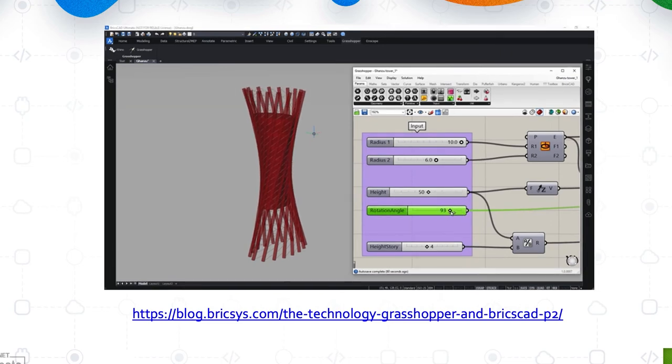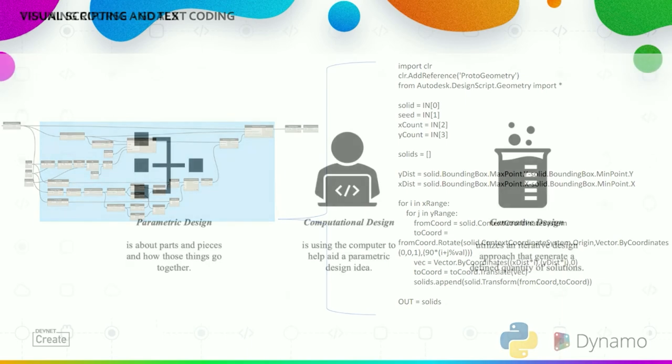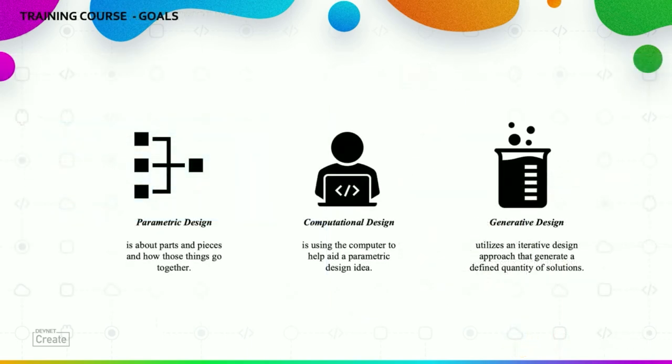And eventually, we can get into text coding as well with the workflow. Like in this example, it's visual code that is derivative of Python code. And of course, we have to train everybody in this effort. So we have to figure out how to do parametric design training, computational design training, generative design training. So that's a little more down the road. But you can't just show them a couple of examples. You do have to have a full course.